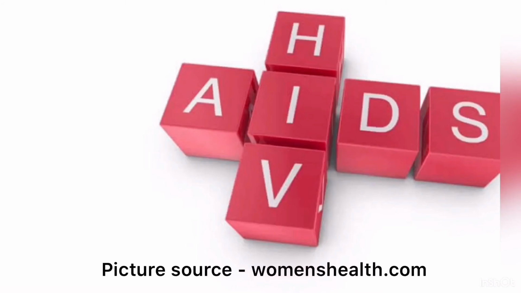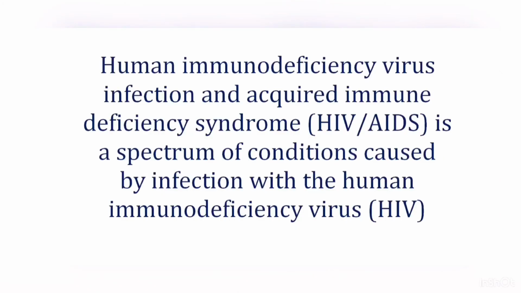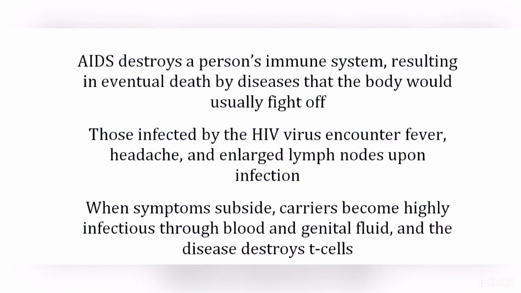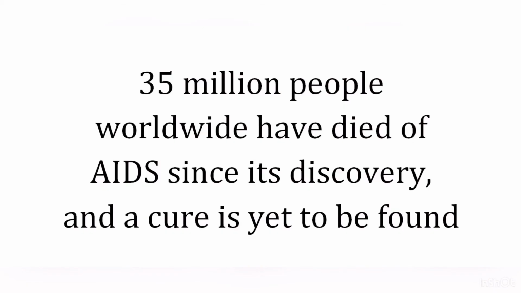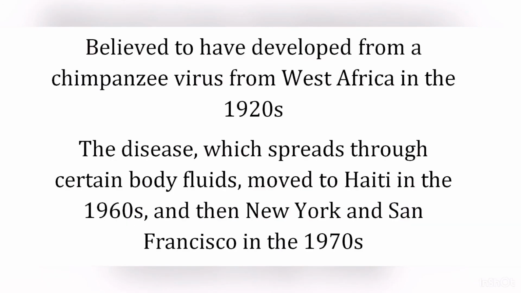The next one is the HIV/AIDS outbreak. The human immunodeficiency virus infection and acquired immune deficiency syndrome. AIDS basically destroys a person's immune system, resulting in eventual death by diseases. 35 million people worldwide have died of AIDS. It is believed to have developed from a chimpanzee virus from West Africa.